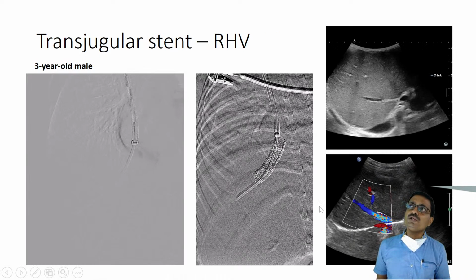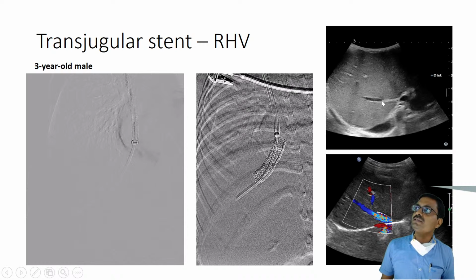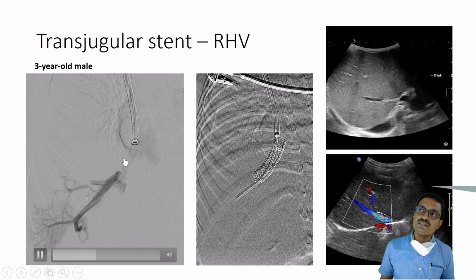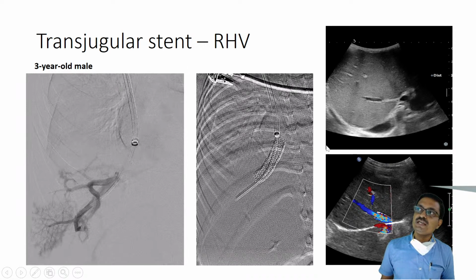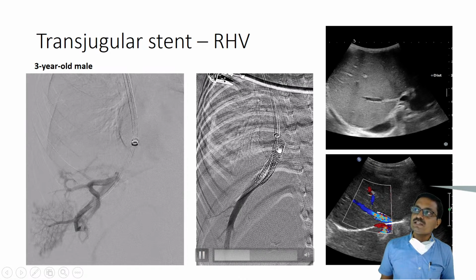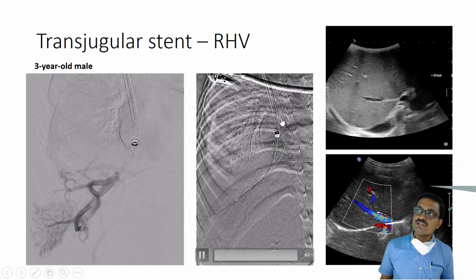Then we can use stenting depending upon, as I said, the length of the occlusion. As you can see, this is the right hepatic vein which has a long length of occlusion, around 2.5 centimeters. In this case, we used a transjugular access, and this is the venogram which shows an occlusion here, and then we placed a stent here. Immediately after placing the stent, we can see good flow of contrast across the stent, and the Doppler again on table immediately after the procedure shows good flow through the stent.